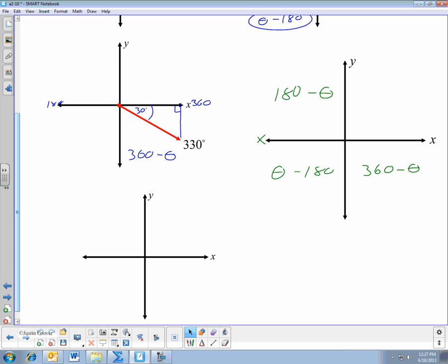So those are your rules. If you have an angle in quadrant 2, you do 180 minus it to find its reference. If you have an angle in quadrant 3, do the angle minus 180 to find its reference. If you have an angle in quadrant 4, you do 360 minus it to find its acute reference, which is what that angle is going to be over at the origin when you draw your triangle.